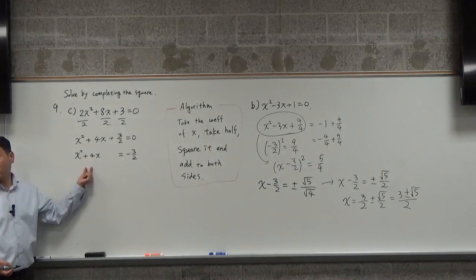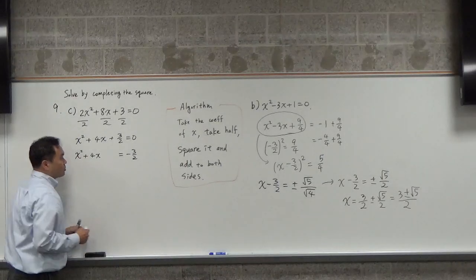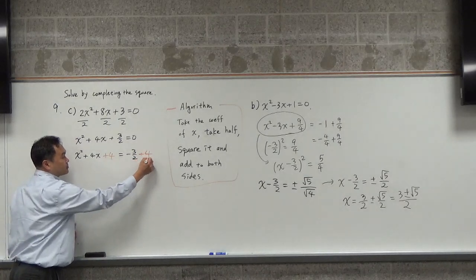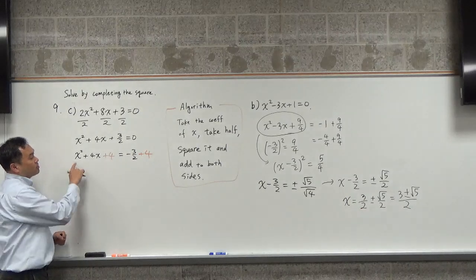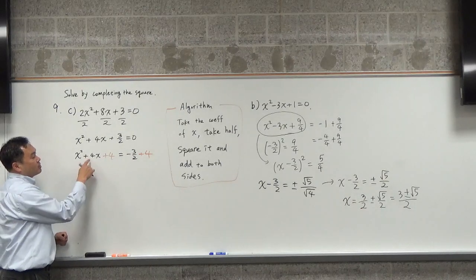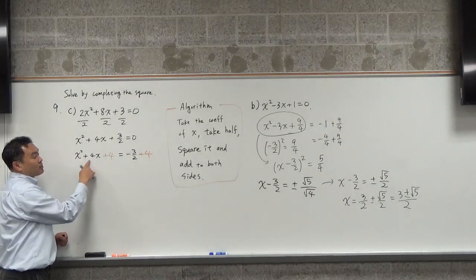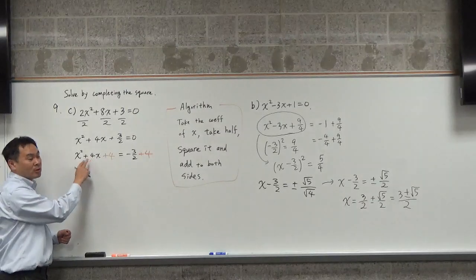What's that? 2, right? You square that, what do you get? 4. So you're going to add the 4 to both sides. You add the 4 here and there. Now on the left side, if you factor this by looking at two numbers that multiply to 4 and add up to 4, that's 2 and 2, right? 2 times 2 is 4, and 2 plus 2 is 4.